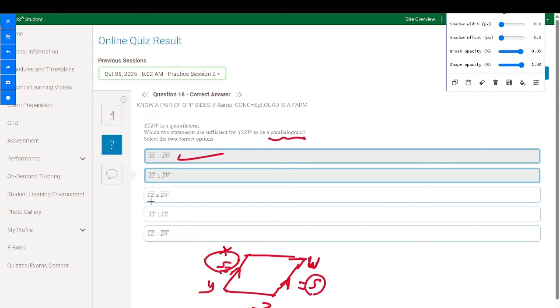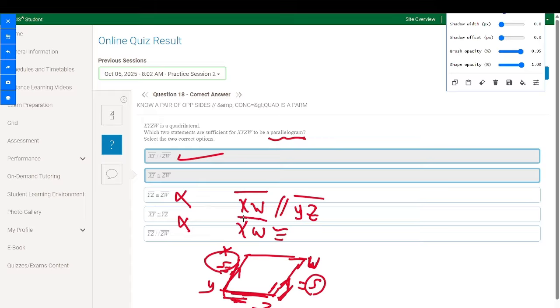Okay, YZ will be congruent with ZY? No, wrong answer. XY will be congruent with YZ? Wrong answer. YZ will be parallel to ZW? No, wrong answer. Here, the right answer is that XW will be parallel to YZ, and XW will be congruent to YZ. Okay?